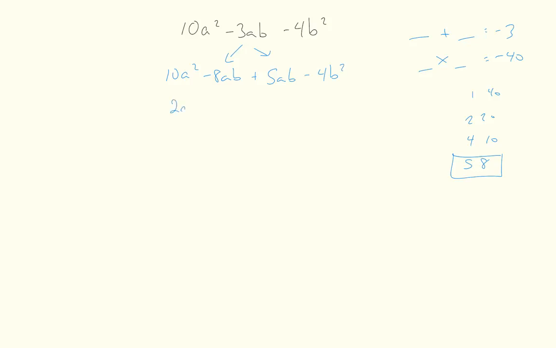Common factor here is 2a, and I get a 5a minus 4b, and common factor of just a b, I guess, 5a minus 4b. Things are looking good because I have the same common factor there. And I think that's correct. Just a quick check: 10a squared minus 8 plus 5 is minus 3ab and minus 4b squared. Great.